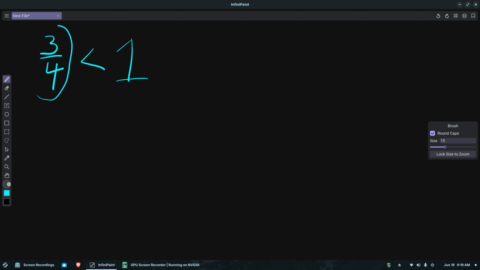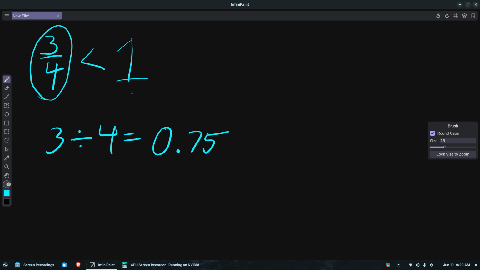Because if you take 3 over 4 and you turn this into a decimal, the way you would do that is you would divide 3 by 4. You're going to get a number less than 1. That's going to equal 0.75. So you may see those two numbers and you might not think that this would be less than 1, because by themselves 3 and 4 are greater than 1, but they are in fact less than 1 when they are put in a fraction like this.